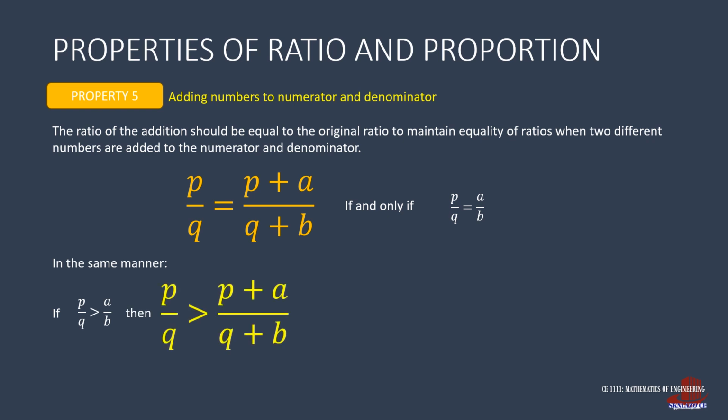If P over Q is greater than A over B, then adding A and B into the ratio will still hold the same greater than inequality. And when P over Q is less than A over B, then adding A and B will still keep P over Q as less than P plus A over Q plus B.